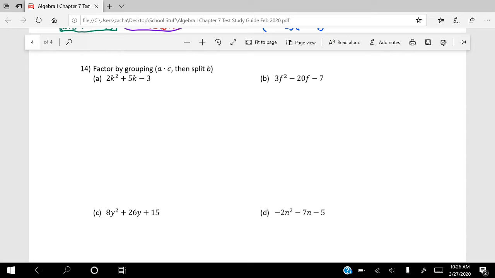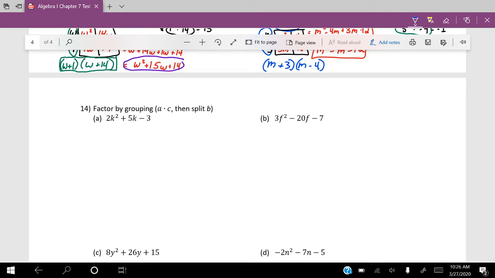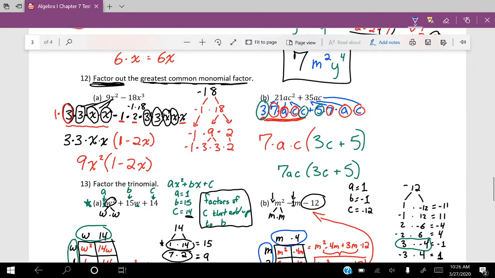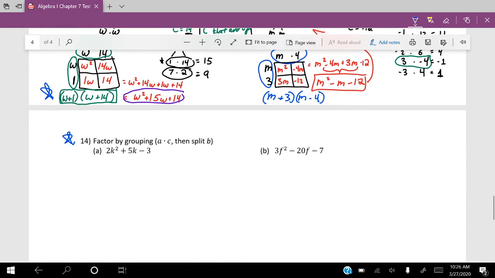Number 14 is called factor by grouping. Now, the reason this is so important is simply factor by grouping is what we did with number 13 right here, where we factored the trinomial and we found two binomials. So we're going to do that again.